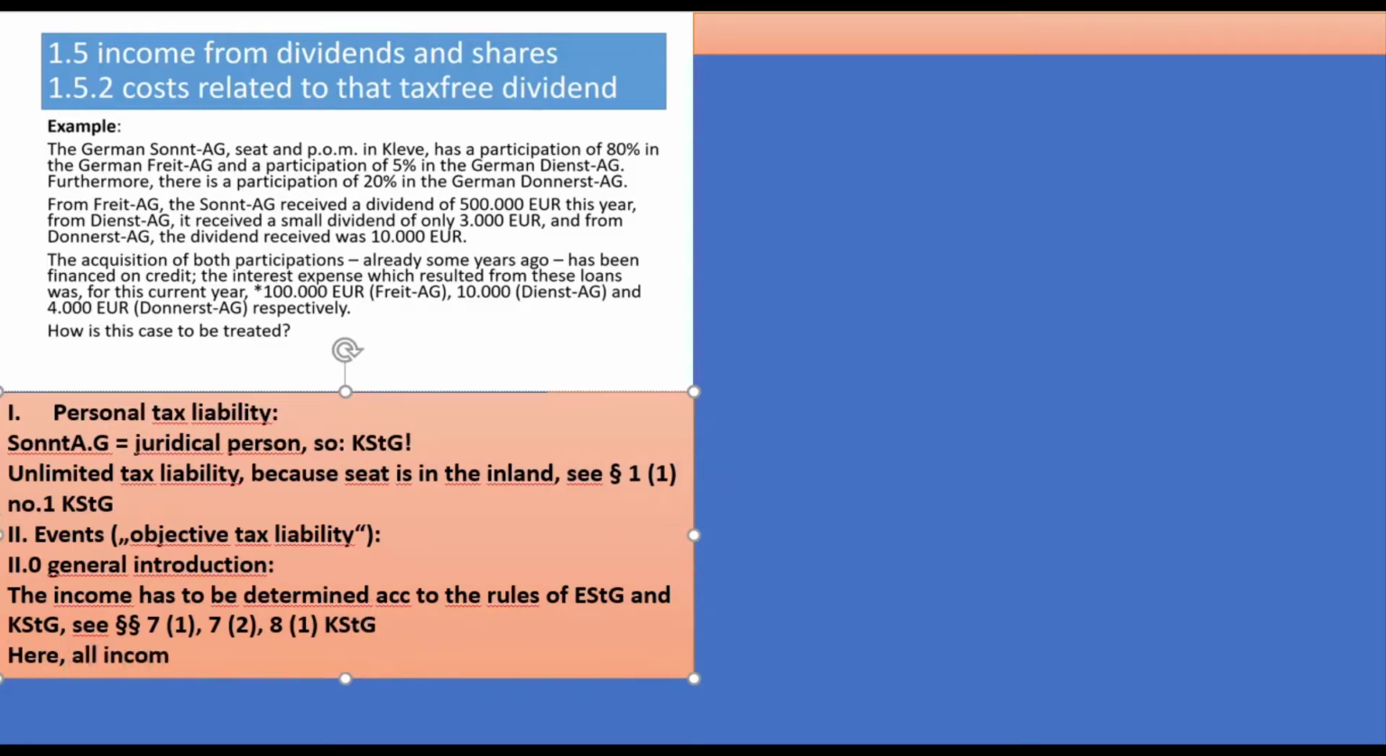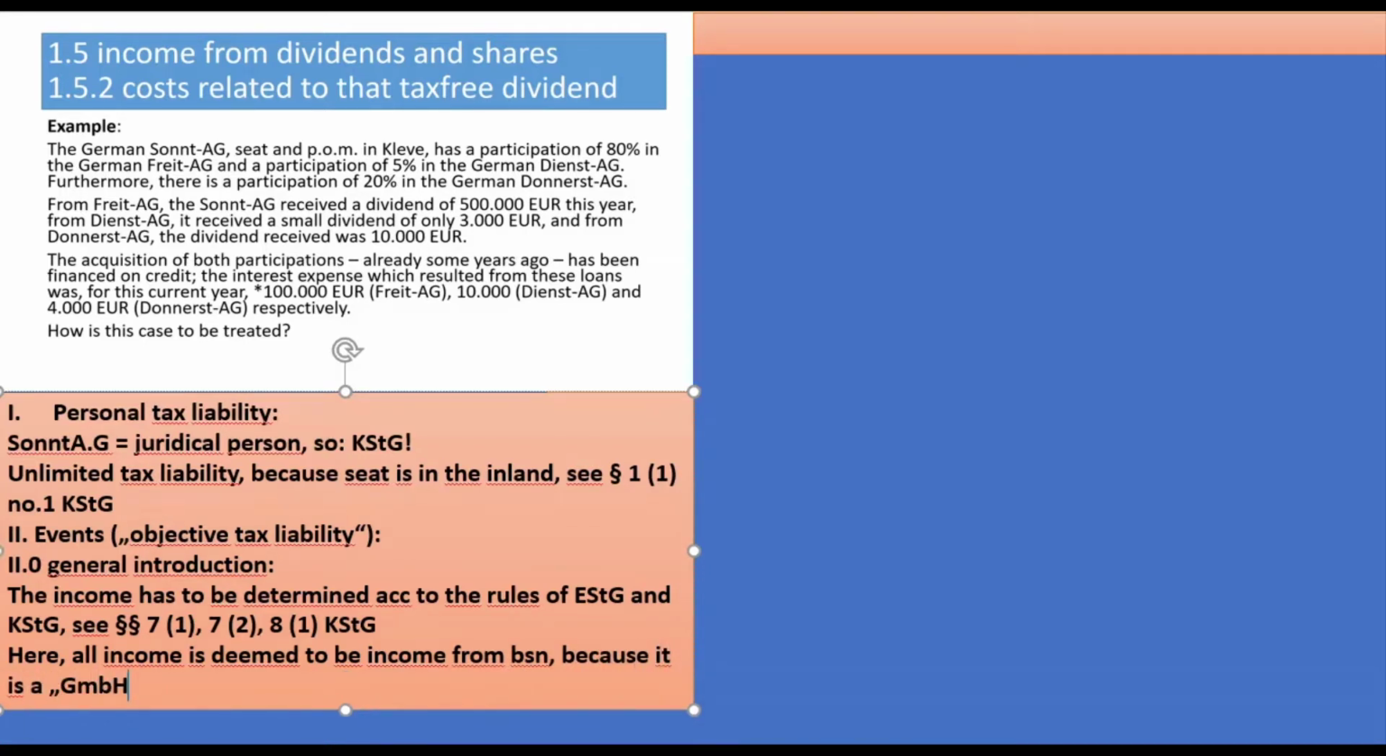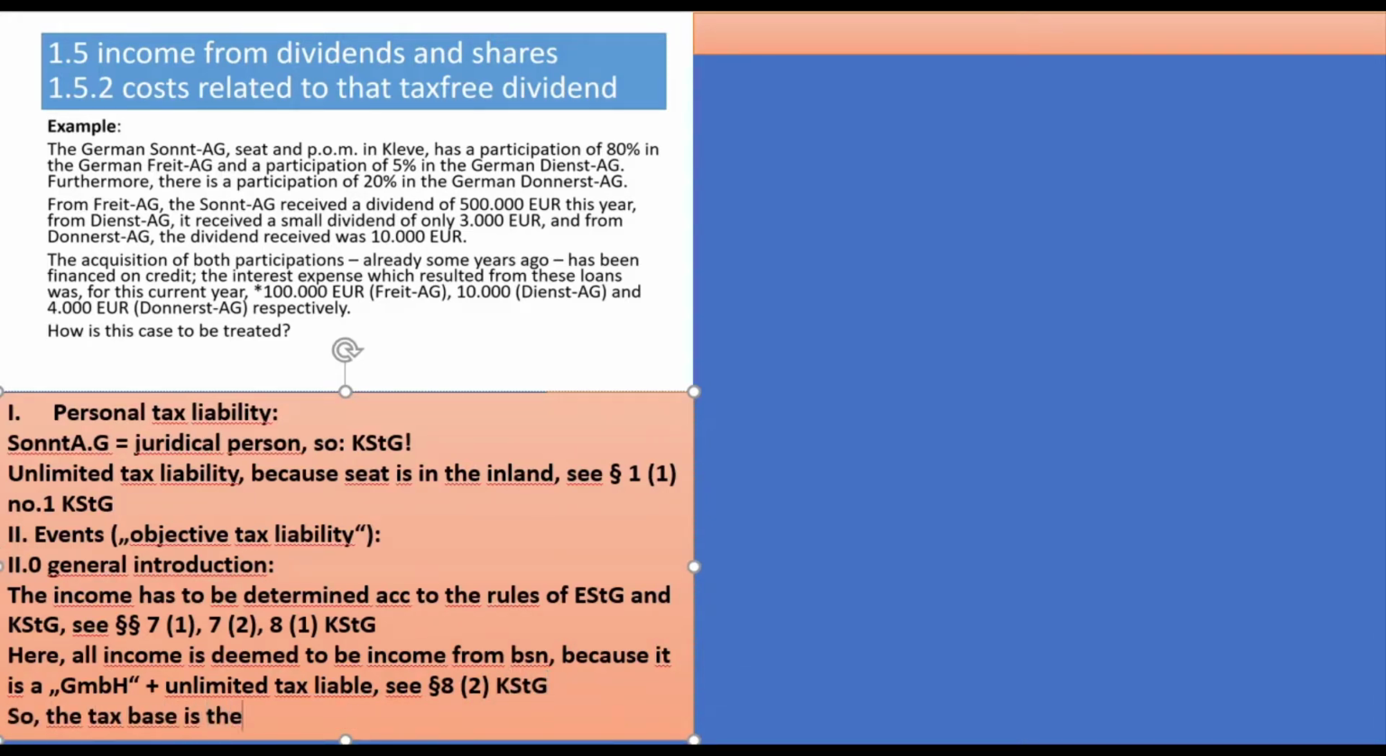Here, all income is deemed to be income from business because it is a GmbH and it is unlimited tax liable. See paragraph 8.2 KStG. So the tax base is the profit. That is paragraph 2 number 1 ESTG, because this rule of the ESTG says exactly that. Now let's go on.